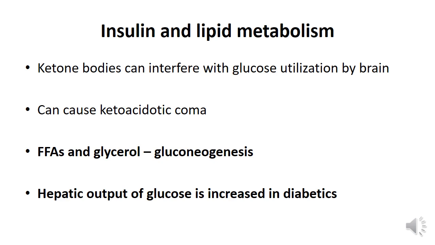Ketone bodies can interfere with glucose utilization by the brain, and when excessive ketone bodies are formed, it can give rise to diabetic ketoacidotic coma. And free fatty acids with glycerol form substrates for the formation of glucose, that is gluconeogenesis. So the summary is, in diabetics, because of a faulty lipid metabolism, the hepatic output of glucose is increased, giving rise to hyperglycemia.